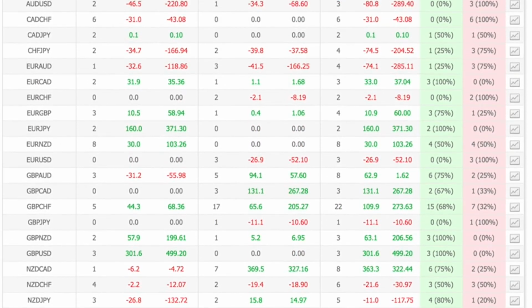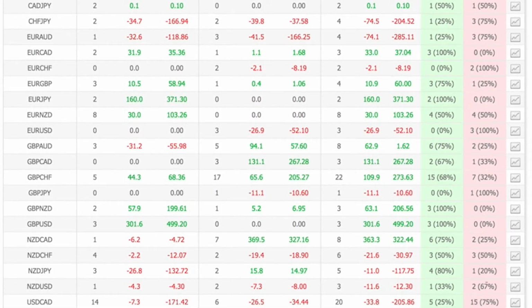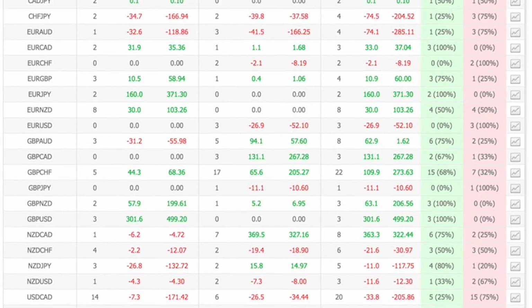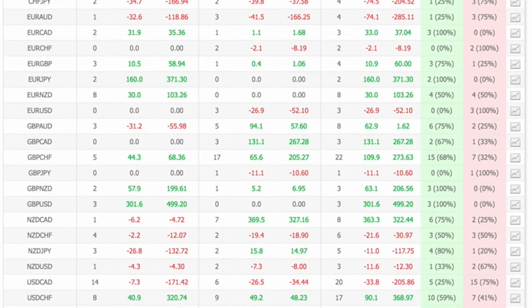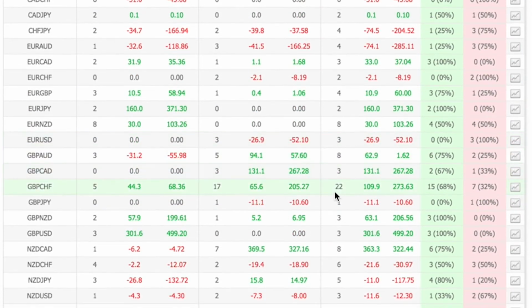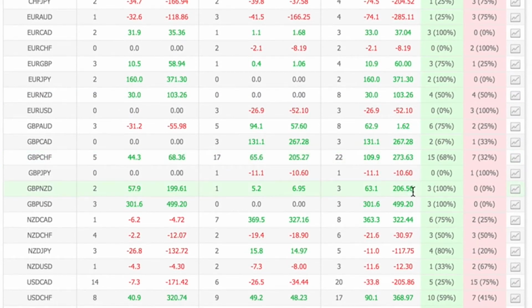Okay, we can see how Jimmy basically traded a bit of all the pairs available for him. We can see 22 positions here on the pound Swiss franc. He gained 109 pips, resulting in $273. But let's have a look on which pairs were more profitable for him.